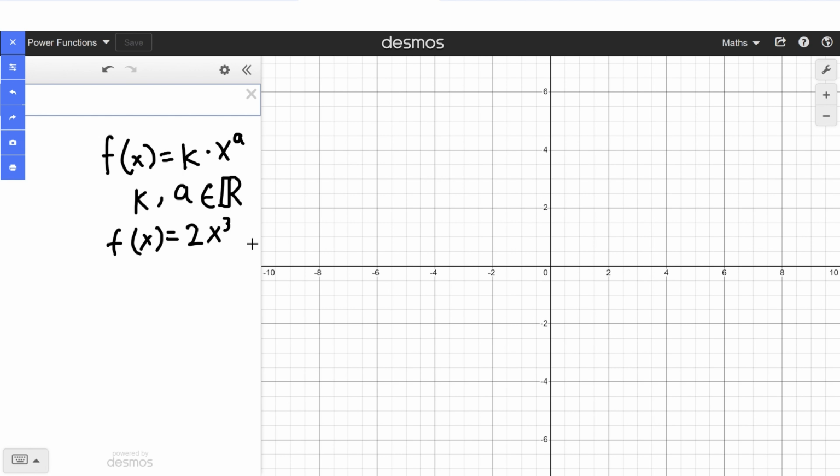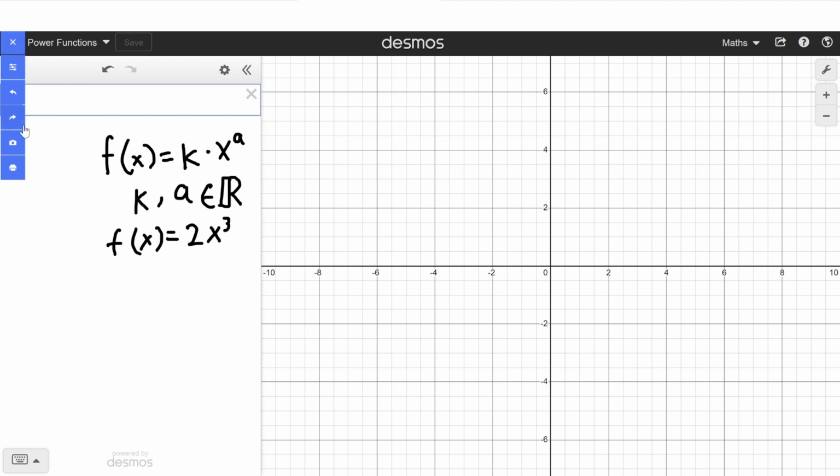So why do we need to study power functions? Because they look like normal functions right now, except for the fact they only have one term and they have a coefficient and an exponent. Well, we want to see their graphs. So different power functions have different graphs.